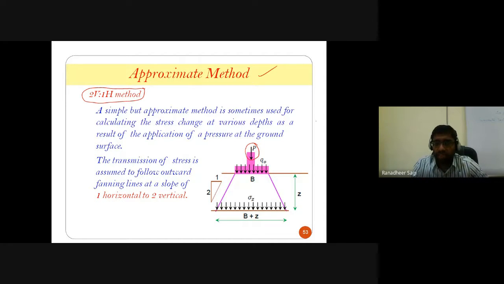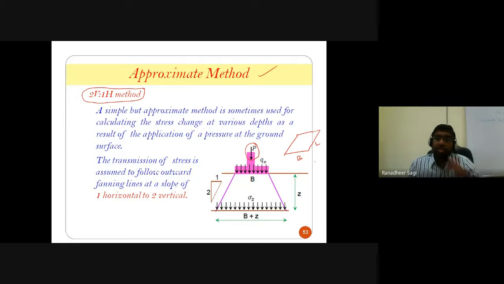Let the width of the foundation be B, and the length of the foundation on which that loading is getting applied be L. Here, let's say I'm looking at a rectangular footing. It could be a square footing, it could be a circular footing, it doesn't matter. In case it is a rectangular footing, how do we calculate the increment in stress at a depth of Z meters below the ground surface?